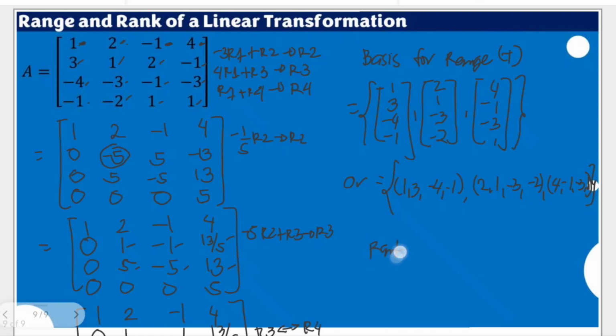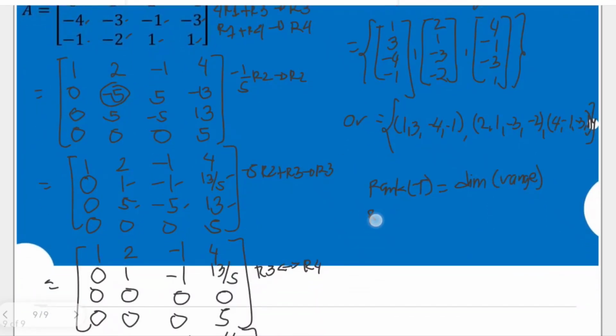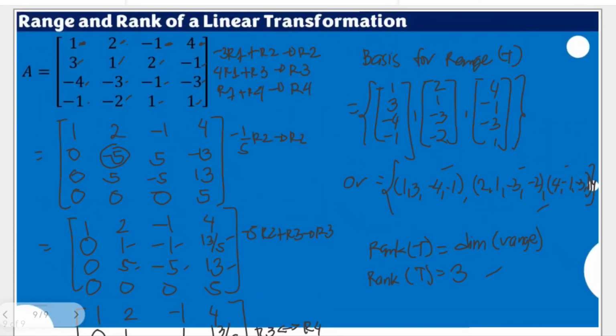And then the rank of T is equal to the dimension of the basis of your range. The dimension of the basis of the range is the number of elements found in the basis of the range. And we have 1, 2, 3 vectors. So the rank of T is equal to 3. So this ends the discussion for the basis of the range and the rank of a linear transformation involving matrices.